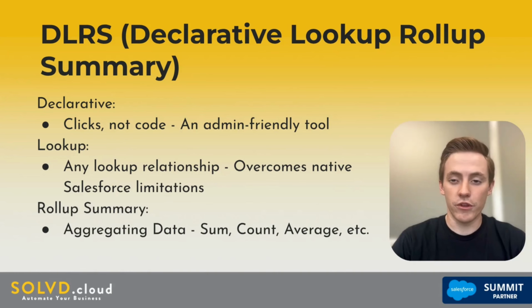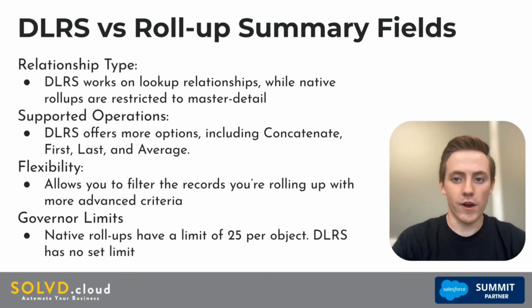Second, it works on lookup relationships. This is the whole point of the tool. It lets you perform a rollup on any related records, regardless of whether it's a lookup or a master detail relationship. And finally, it creates rollup summaries. Just like a native rollup, it aggregates data from a set of child records and displays that value on a parent record. This is why DLRS is so valuable.